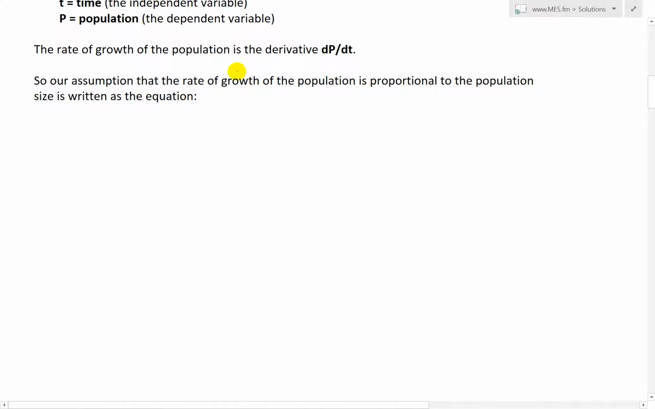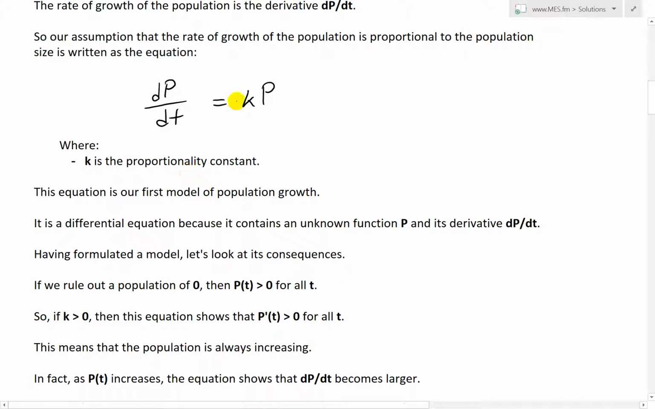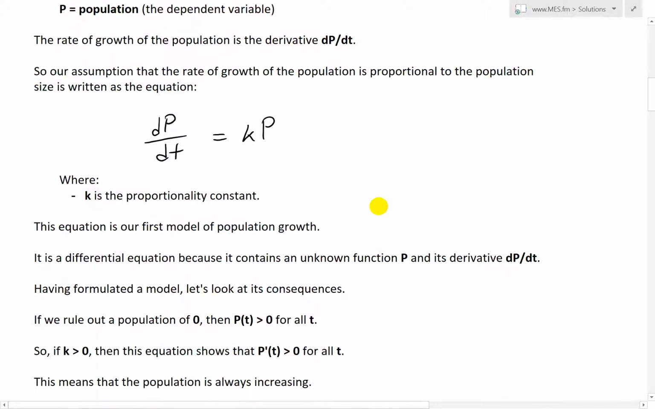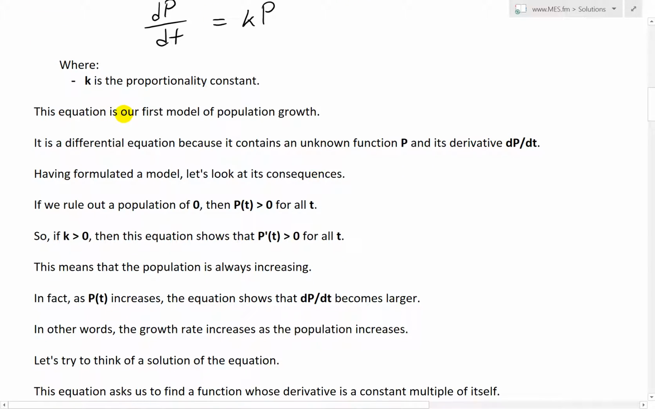Our assumption that the rate of growth is proportional to the population size is written by the equation dP/dt equals kP, where k is the proportionality constant. So the rate of growth of the population is proportional to the population. Again, this is modeling the assumption we made, which is that the growth rate is proportional to the population size at whatever time it is. So this equation is in fact our first model of population growth.